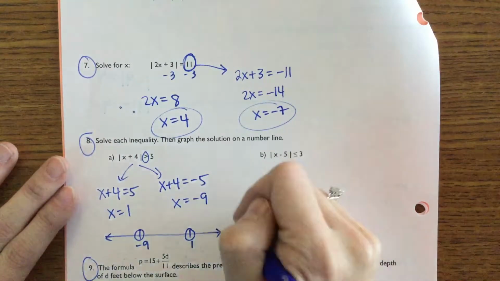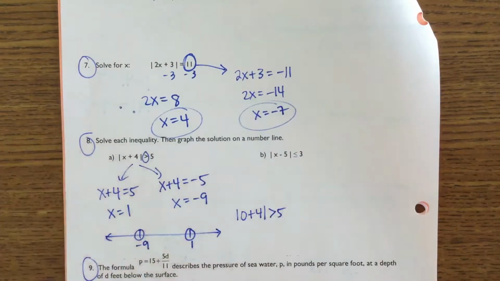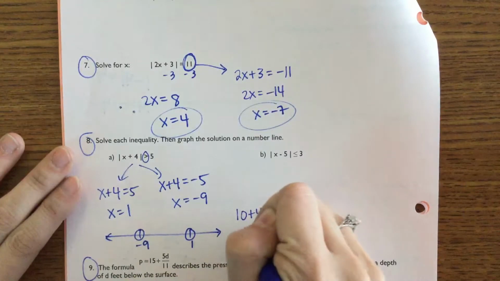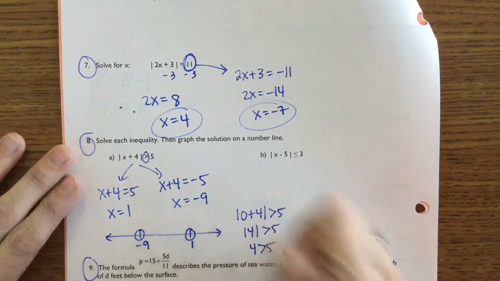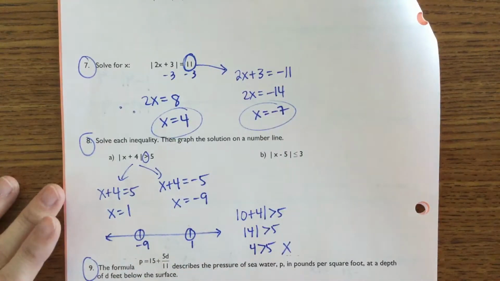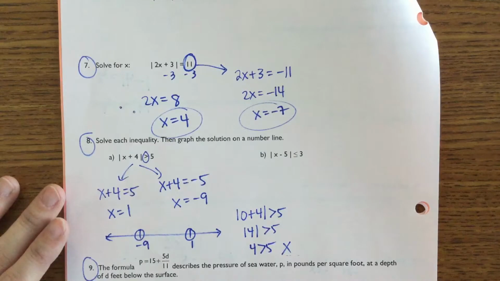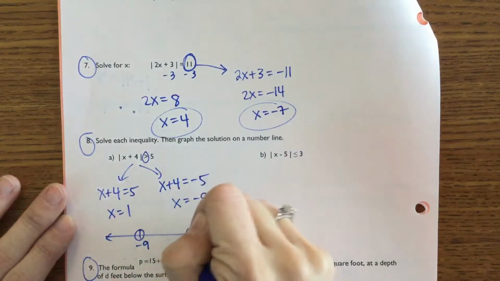So if we plug in 0, we get the absolute value of 0 plus 4 is greater than 5. A lot of you ignored the absolute value bars before. Please don't do that. You cannot ignore them. This is the absolute value of 4 is greater than 5. So we get 4 is greater than 5. Which is false. Where am I going to shade then? Inside or outside? Outside. We do not want to shade where 0 is. 0 is in the middle.